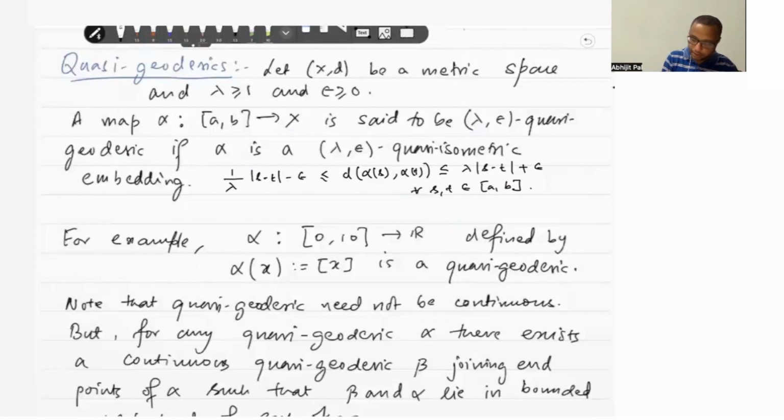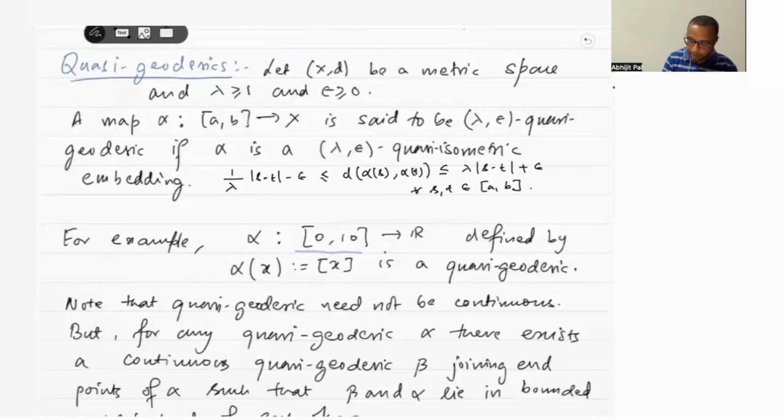For example, take this map alpha from the closed interval [0, 10] to R, and you can take any R^n also here. Alpha(x) is defined to be the floor of x, the greatest integer function. So the image of alpha is just the integers. This is a quasi-geodesic, and this is very easy to see.